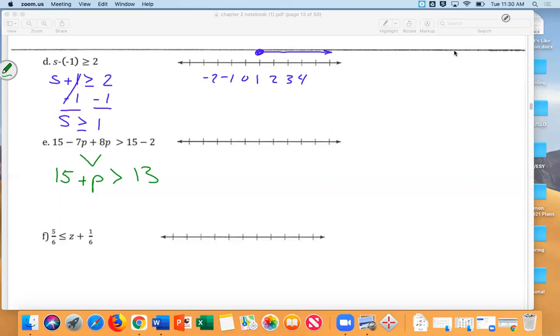Now, Katie, how do you get rid of plus 15? Take away 15. So we're going to take away 15. And that gives us P is greater than -2. So I go ahead and put -2 in the middle, -1, 0, 1, 2, -3, -4, -5. This is going to be an open circle because of our symbol. And then we are eating the P, so we're going to shade to the right.